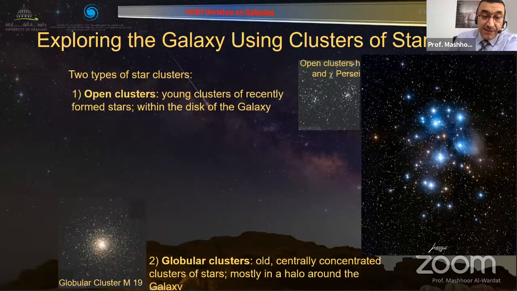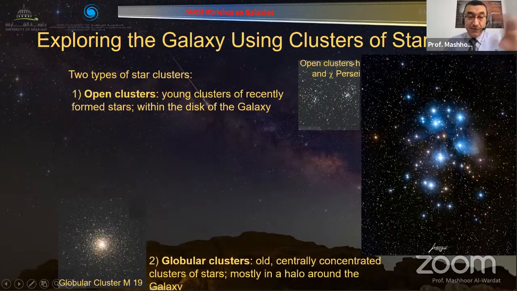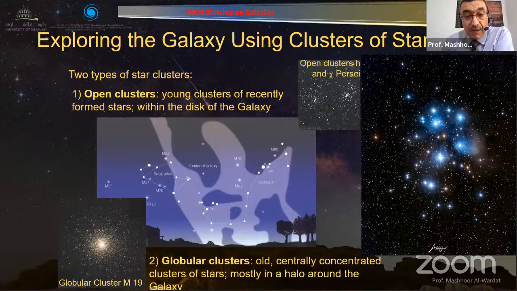But globular clusters hold thousands of stars, mostly red and yellow, as you can see, old and well concentrated. Scientists who are trying to study the galaxy are focusing on these clusters to understand how the galaxy moves. So we have Sagittarius here, and this is Scorpius, and we have these M objects, which are globular clusters.